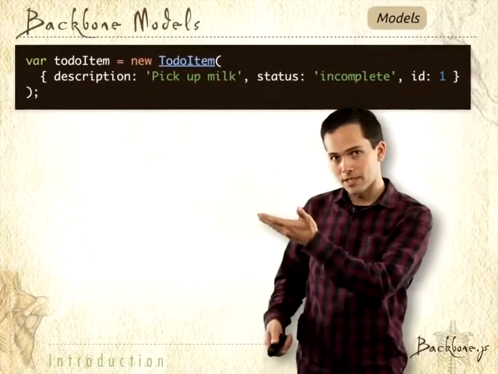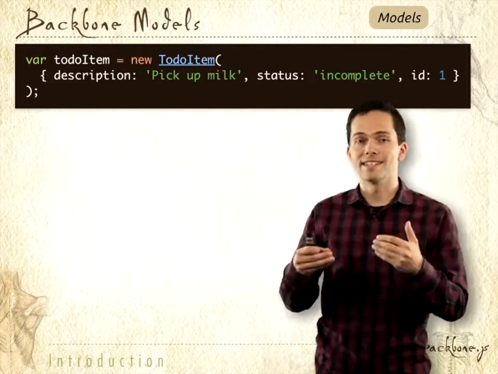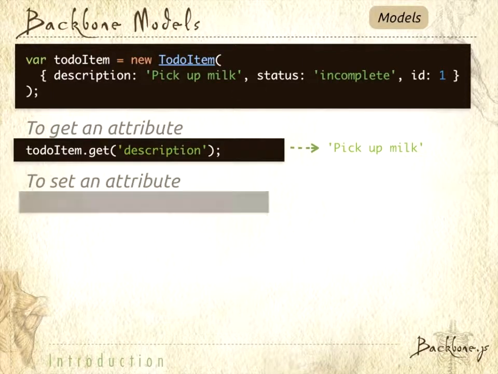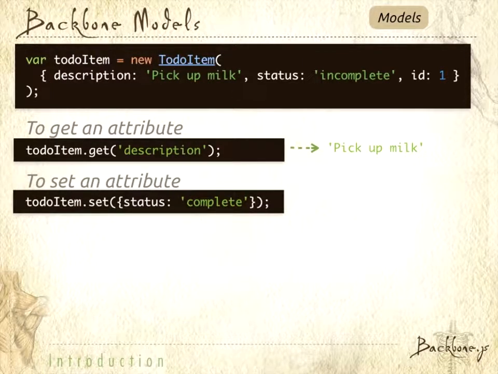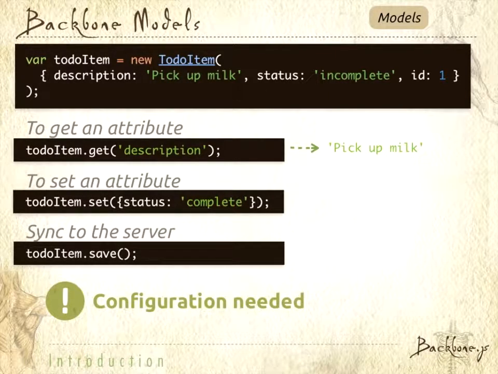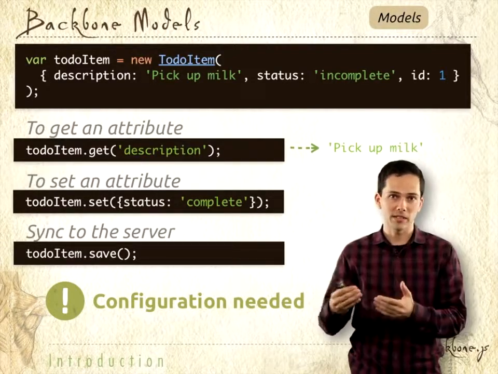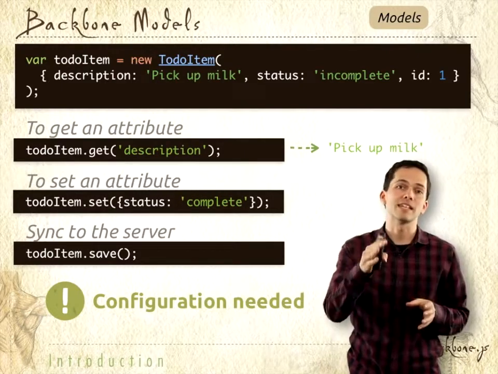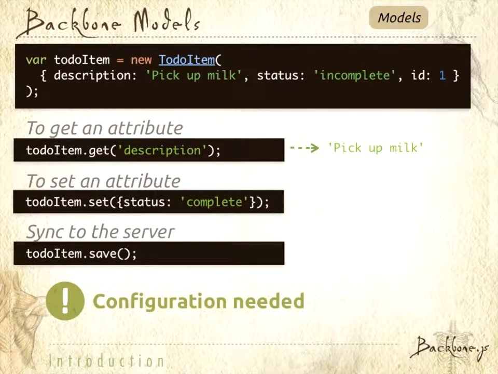Now let's move our model up to the top and talk a little bit about how we get and set data into our model. We can call a get function to get data out of our model. To set an attribute, we can call the set method and send in a JSON object. To synchronize the data that we have client-side with the server, we can call the save function. Obviously, we're going to need some configuration to really make this happen because we don't know what the endpoint on the server is for this particular piece of data. We're not going to get into that this level. That'll be next level when we talk more about models.